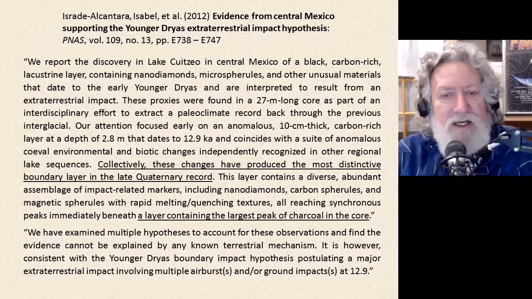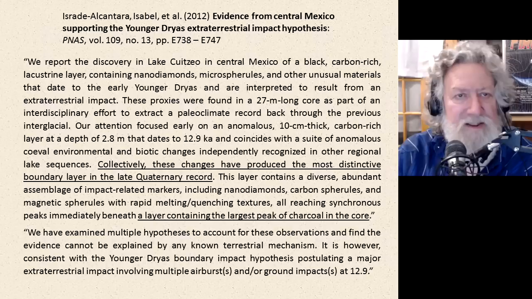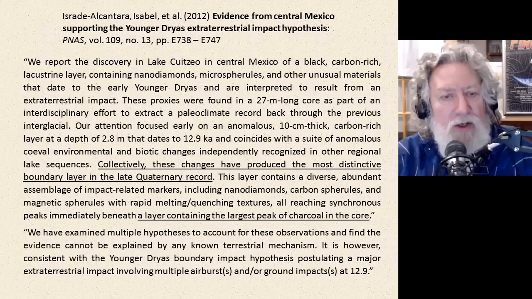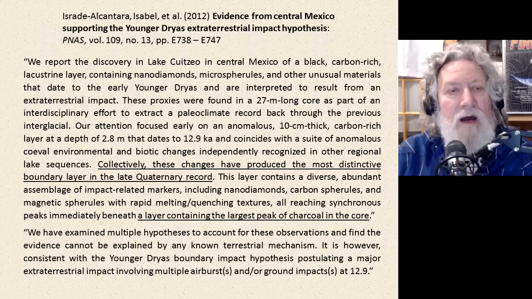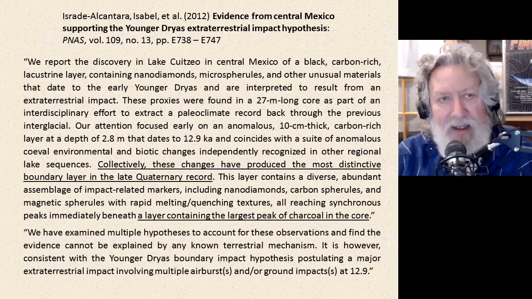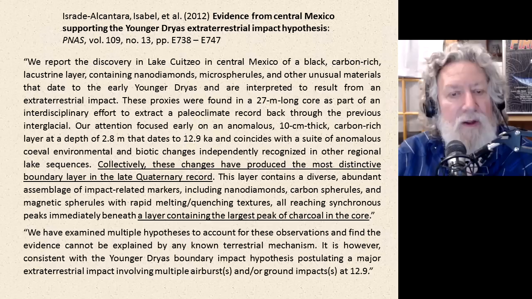So she goes on to say, and she was part of a whole team, "Our attention focused early on an anomalous 10 centimeter thick," so maybe 3 inches roughly, "carbon-rich layer at a depth of 2.8 meters that dates to 12.9 thousand years ago and coincides with a suite of anomalous, coeval, environmental, and biotic changes independently recognized in other regional lake sequences. Collectively, these changes have produced the most distinctive boundary layer in the late Quaternary record." Now, that's really saying something, because if you're talking about the Quaternary, you're talking about 2.5 million years.